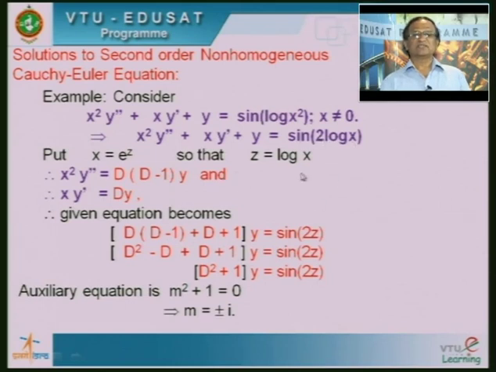So, log x means z, right. It becomes a function of z. Simplify the left hand side terms, multiply ordinary multiplication. So, d into d square, d into minus 1 means minus d plus 1, right, plus d minus d cancel, and the remaining thing can be written as d square plus 1 into y is equal to sine 2z, and it becomes a linear differential equation with constant coefficients.